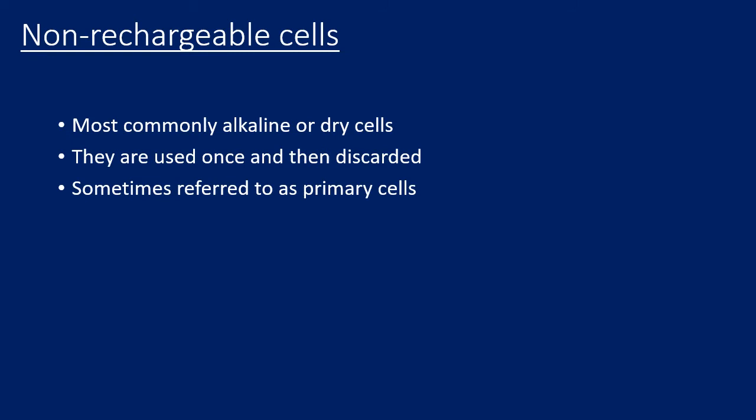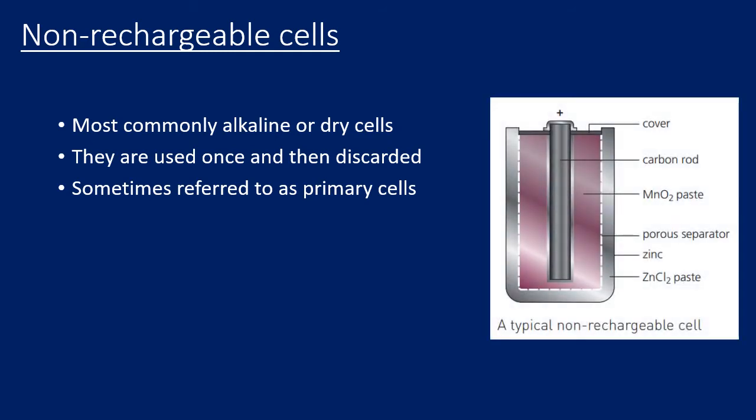Right, so let's start by looking at some non-rechargeable then. They're most commonly alkaline batteries, or what we call dry cells. They're literally used once and then they are discarded. And sometimes people refer to them as a primary cell. And there we go, that's a cross section of a non-rechargeable battery.